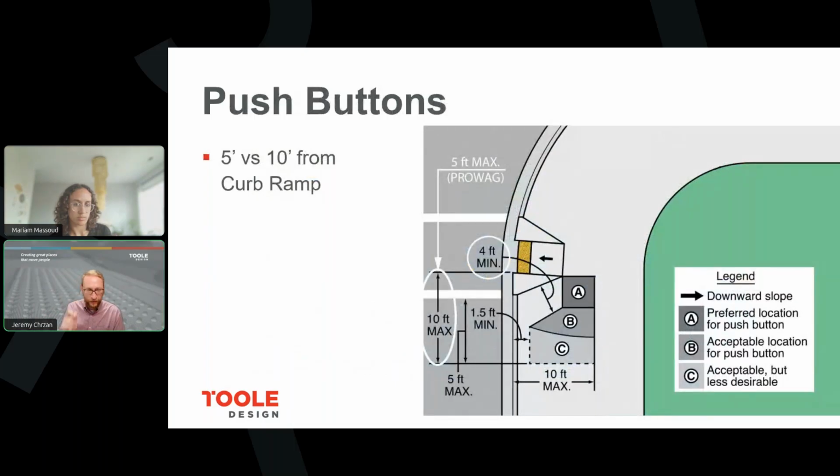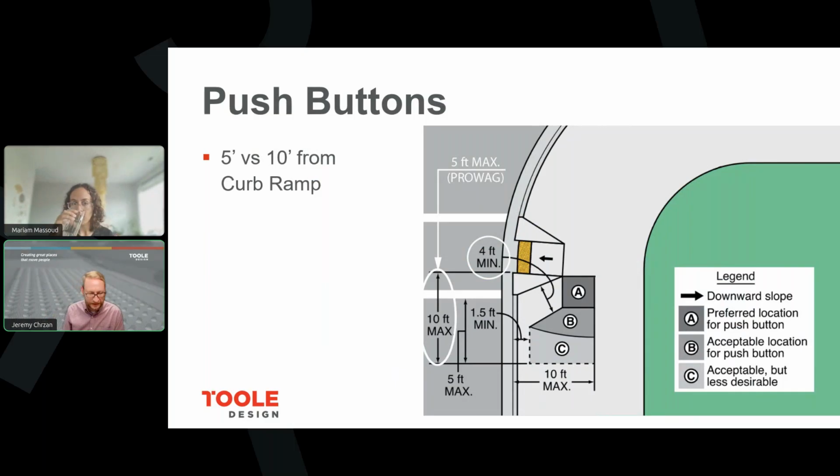It's also worth noting that there are some differences between what's cited in PROWAG and what's cited in the MUTCD. So the base graphic of this image is from the MUTCD, calling out that the location of the push button needs to be within 10 feet of the curb ramp itself. PROWAG actually says that's 5 feet, not 10.